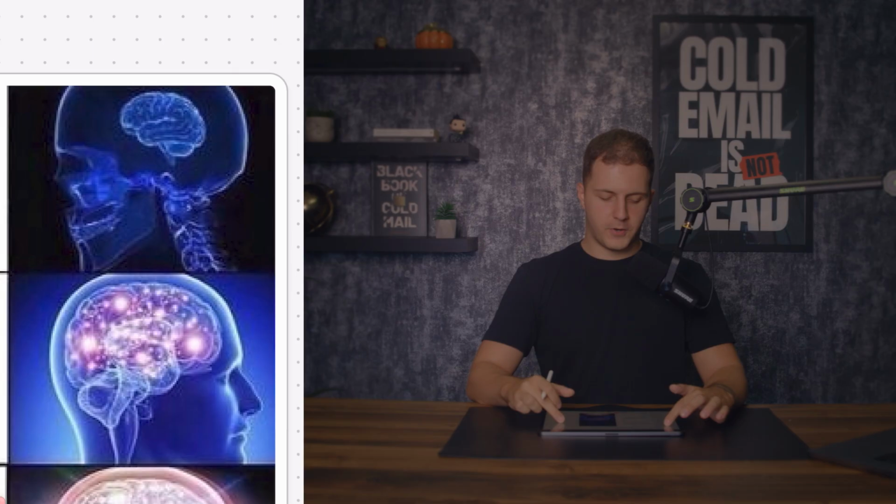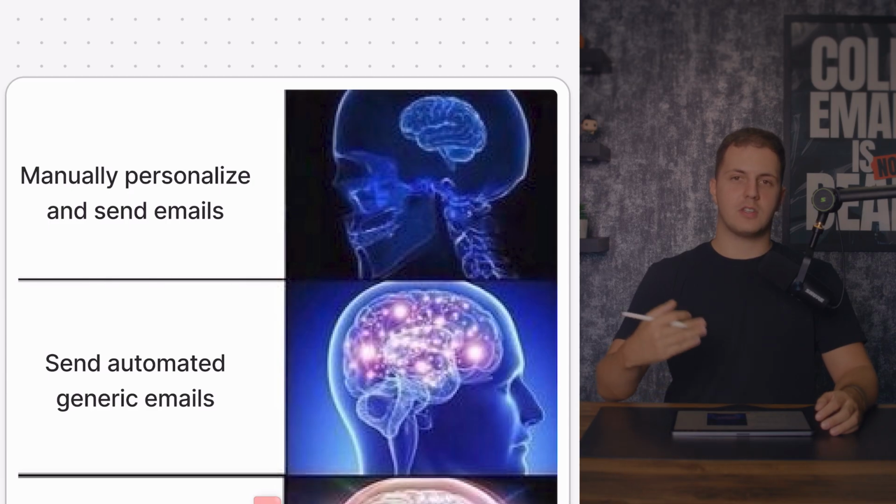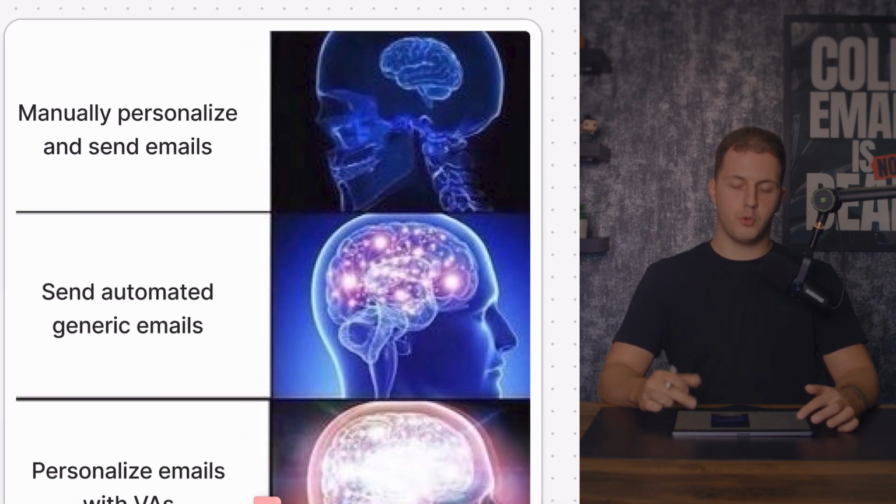There are 4 main phases that everyone who tries to scale their cold email outreach usually goes through. The first one is manually personalizing and sending emails. This is how most people start, and this is how I personally started. So what this means is you build a lead list online using any B2B lead database like LinkedIn or Apollo or Google Maps or whatever.